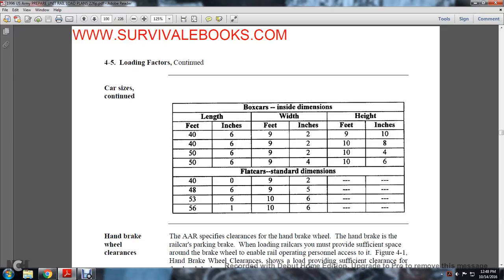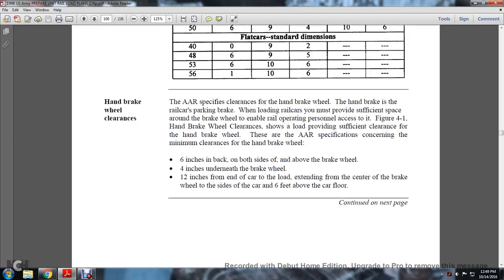Car size continued. Box car dimensions: 46 feet by 9 feet 2 inches by 10 feet 8 inches; 50 feet 6 inches by 9 feet 2 inches by 10 feet 4 inches; 50 feet 6 inches by width of 9 feet 4 inches by height of 10 feet 6 inches. Flat car standard dimensions are 40 feet by width of 9 feet 2 inches, 48 feet 6 inches by width of 9 feet 5 inches, 53 and a half feet with a width of 10 and a half feet, and 56 feet 1 inch with 10 and a half foot width.